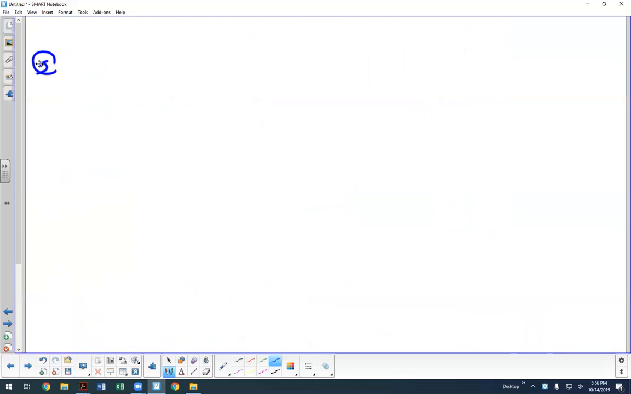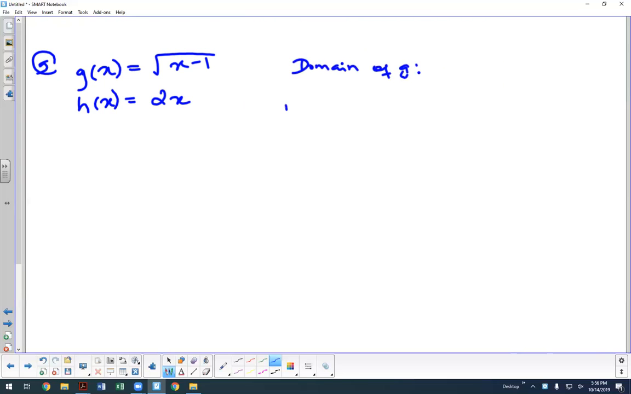So this time we are given g of x as square root of x minus 1, h of x as 2x. What will be the domain for each of these individual functions? So what will be the domain of the g function?